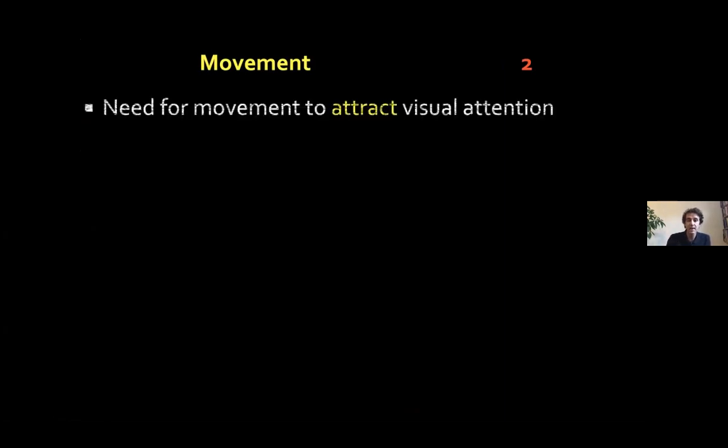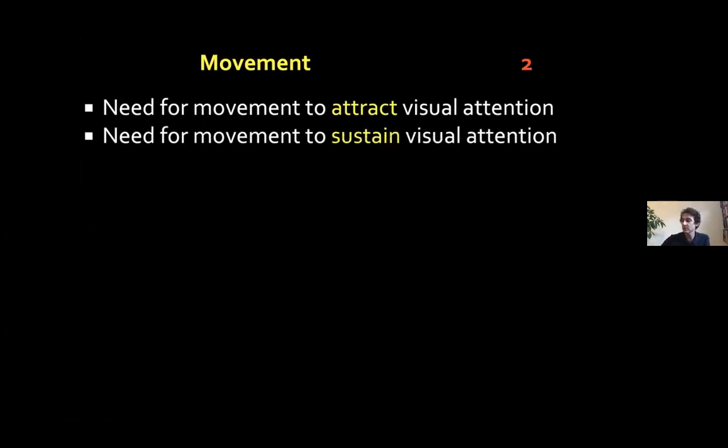Okay. The next characteristic here is movement. And we already mentioned this a little bit when we showed you the slinkies and the pom-poms, but children with CVI often need movement to attract their visual attention or to sustain their visual attention.